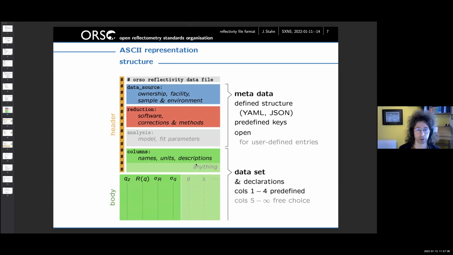So this is the overall layout. We have the header, which starts with the hashes, and then the body with the columns. The header is organized in either YAML or JSON structure. It has some sections like data source, reduction, analysis as an option, and columns. And each of them is further separated in subsections and so on.